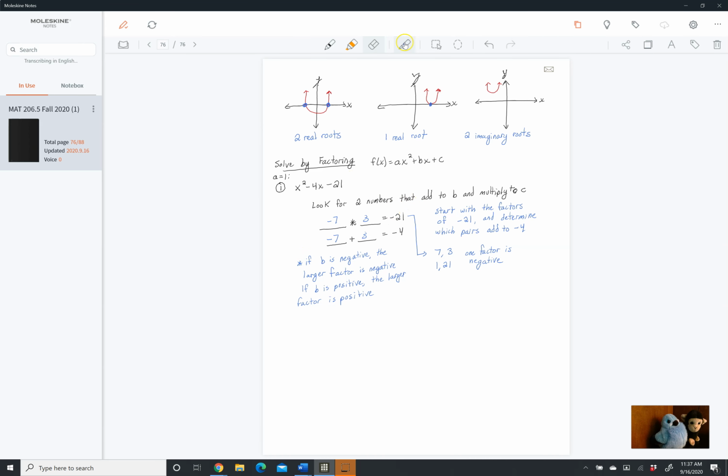Okay, so what does this mean? How do we put this in then? That means x squared minus 4x minus 21 is equal to, in factored form, x minus 7 times x plus 3. Okay, so this is the factored form. If it just says to factor, you're done. You don't have to solve. You don't have to go any further.